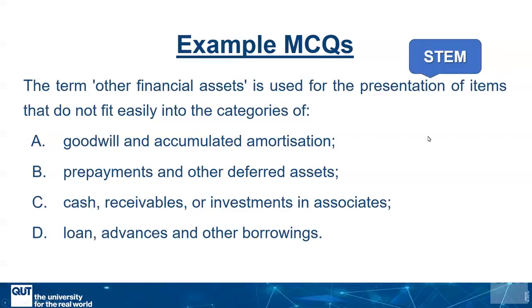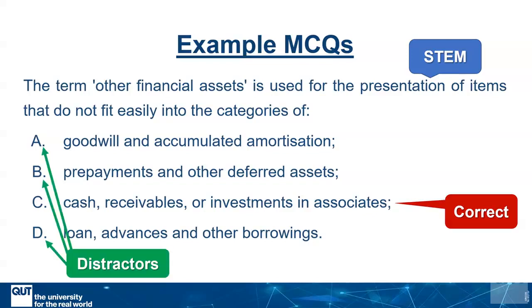So that's obviously our stem. Our correct answer is C, because financial assets that do not easily fit into categories of cash receivable are classified as other financial assets. The other three are obviously distractors. You would not classify goodwill or amortization as a financial asset. Neither would you prepayment, and obviously D, these items are liabilities, not assets. So I've made them a little bit more difficult.